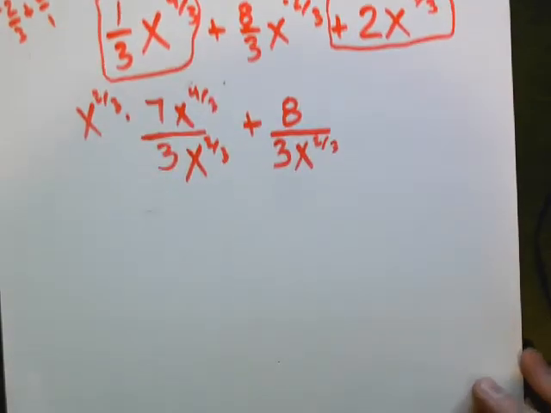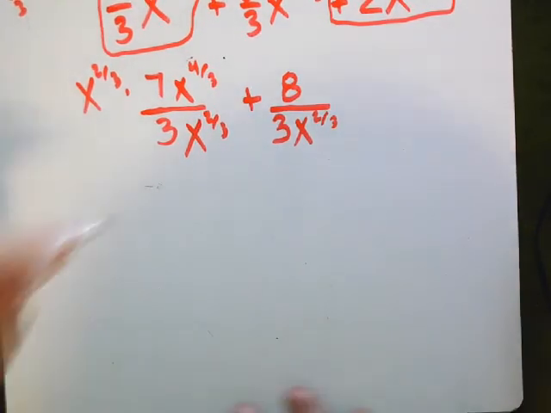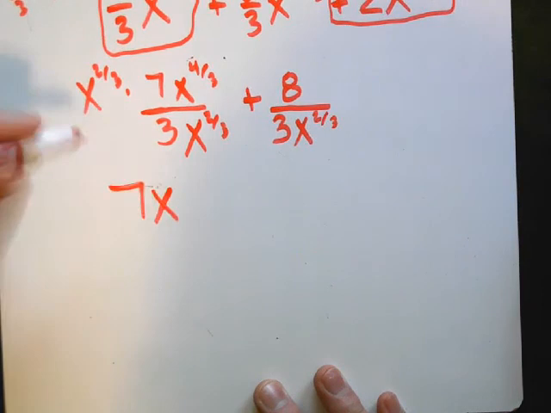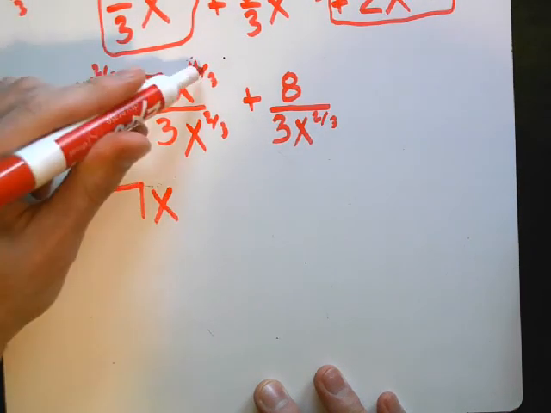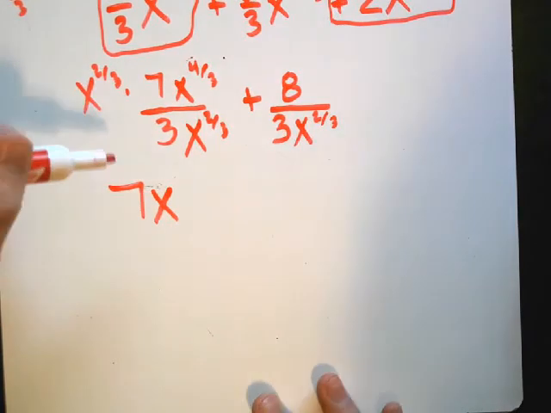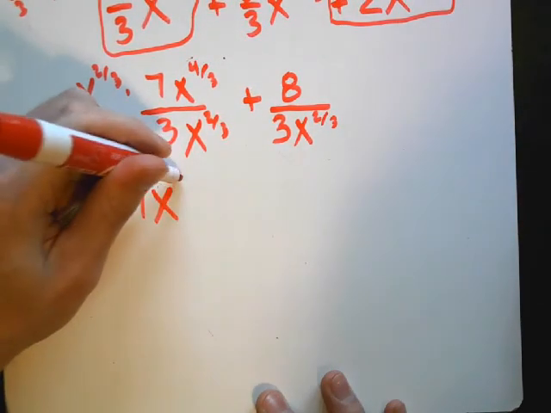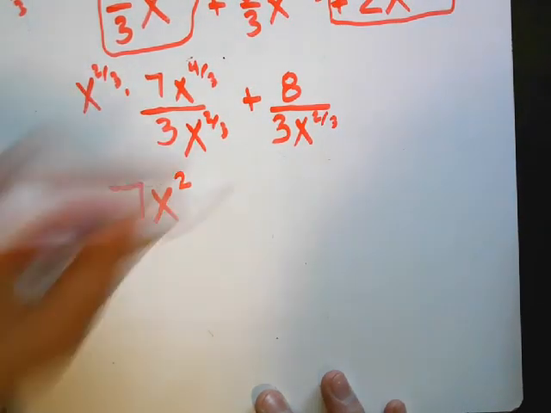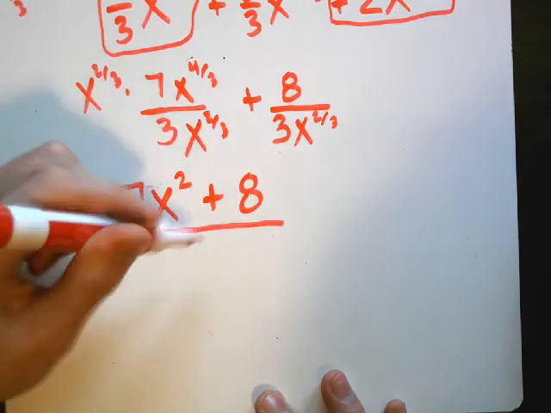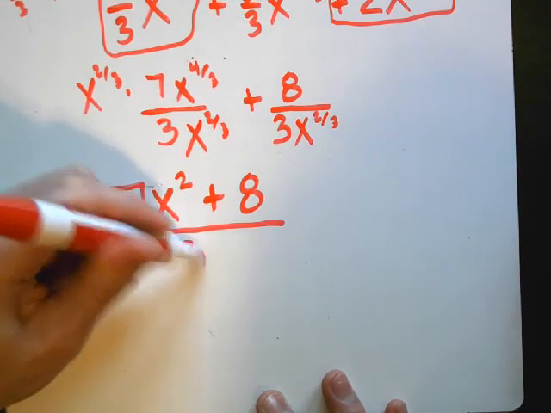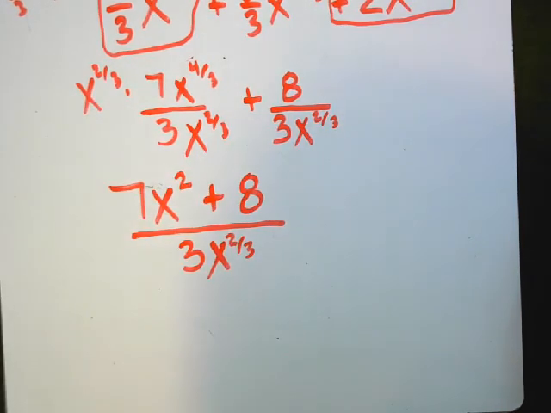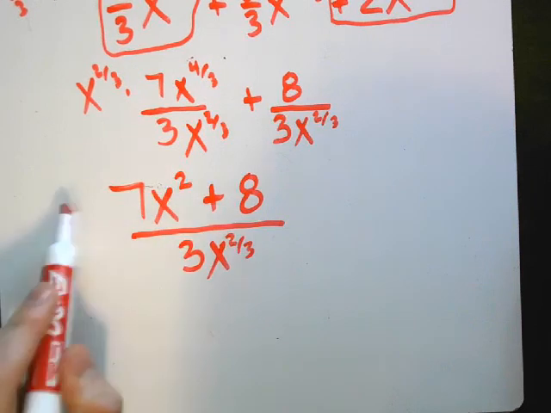Okay? So what that does for me is, let me just slide this up a little bit. So this is going to be 7x, now I've got 2/3 plus 4/3. Okay, 2/3 plus 4/3, when you add it together, is 6/3. And when you simplify that, it just comes out to 2. Okay, plus 8. 8's not going anywhere. And now we've got 3x to the 2/3 in the denominator.